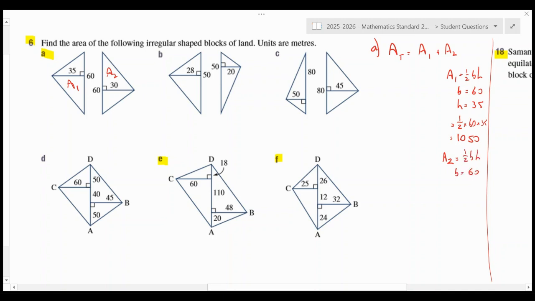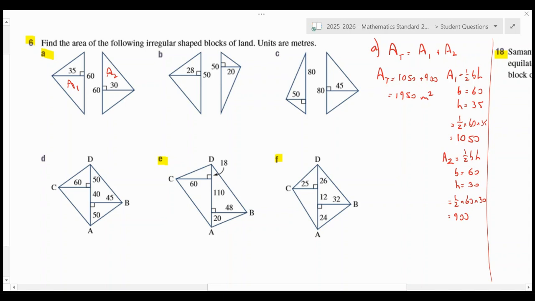And area 2 is also going to be a half base times height, but in this case the base is 60 again, but the height is 30, which means area 2 is going to be a half times 60 times 30, which is going to give me a grand total of 900. So my area total equals 1050 plus 900 equals 1950 square meters. And that's all there is to that one.